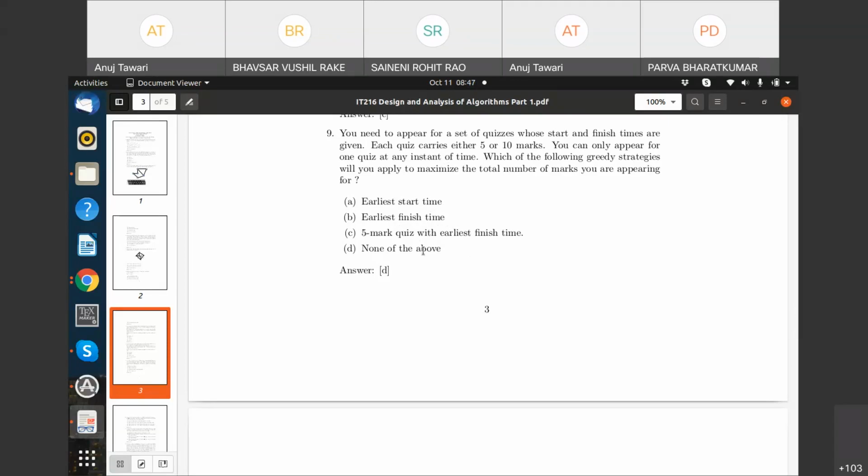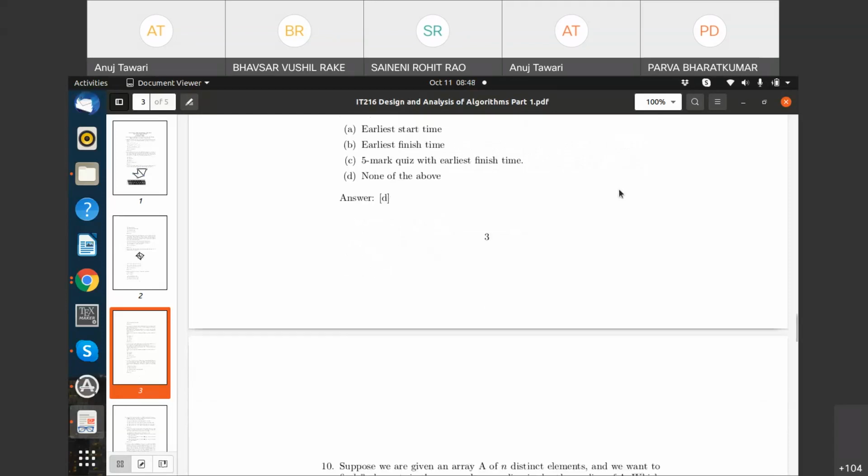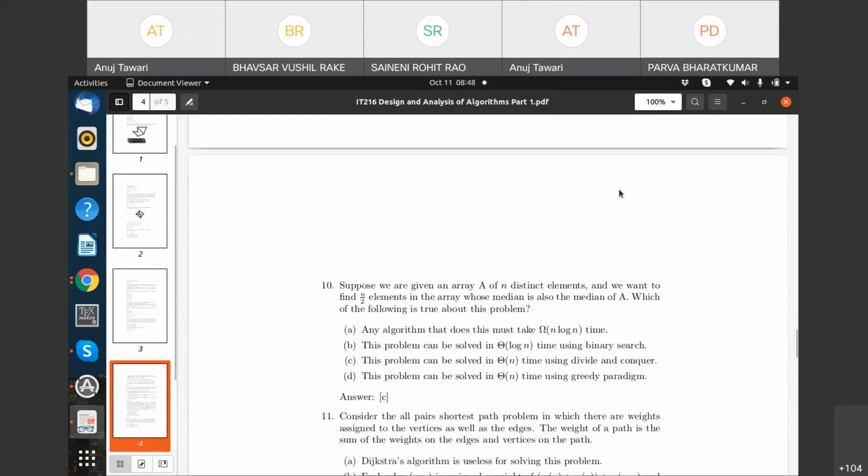I guess many of you got this. Are there any questions regarding this question? Okay, so that was a standard greedy algorithm question. What's the next one?